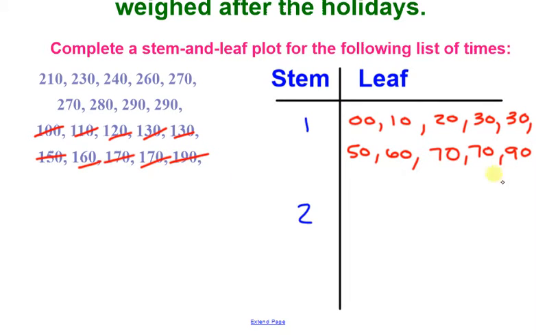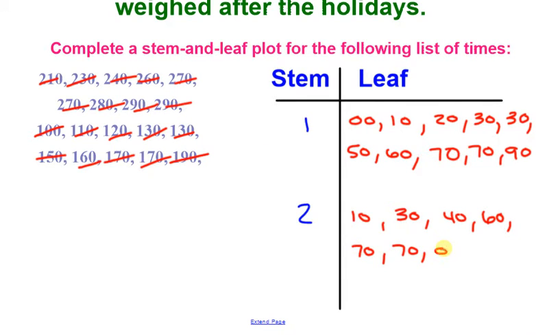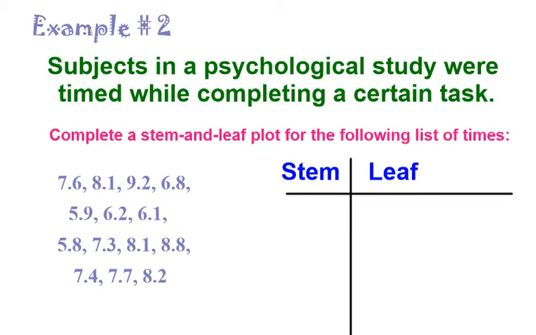All right. And then for my 2s, I have 1, 0, 3, 0. 4, 0, 6, 0. I have 7, 0, 7, 0. 8, 0, 9, 0, 9, 0. And there we go. That's my stem and leaf plot. Okay, let's look at another example.